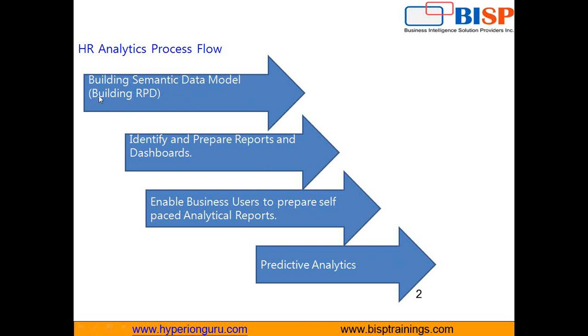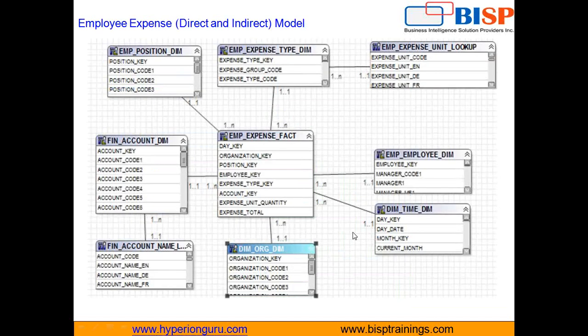Step number 1, we will build RPD repository, which is called semantic data model. Then we prepare reports and dashboards, then we enable business users to create self-service reports, and at the final step we'll do the predictive analytics, the 4 step activity. This is our HR model.